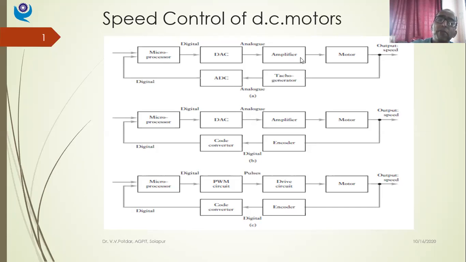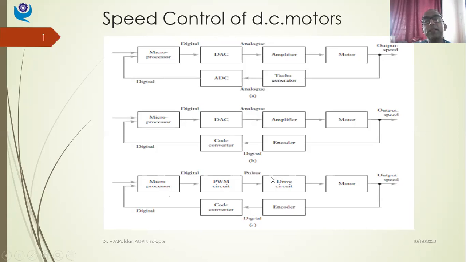So what is the difference? Instead of an analog signal, I have a digital feedback signal, and that will be processed and the corrective action will be taken. This is the second type of speed control of a DC motor. Now the third type: what are the similarities? Desired input, desired output, comparison is done by the microprocessor, and a digital signal is generated. Now the control elements are different. Earlier they were the D2A converter and amplifier. Here I have a pulse width modulation circuit, the PWM circuit, and a drive circuit which will drive the motor. This is the only difference.